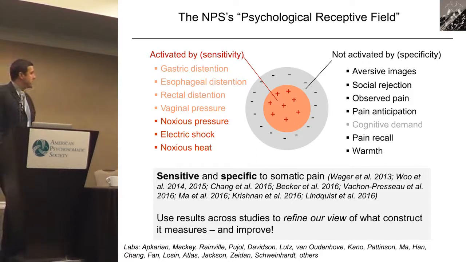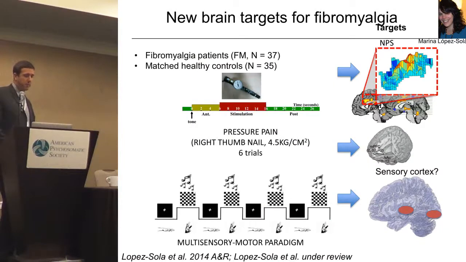And we can use these results to refine our view of what construct is actually being measured by this pattern and improve it. But to the degree that we believe that this is a provisional marker that's a little bit better than what we've had before, we can go back and ask this question about fibromyalgia. So let's see what happens with fibromyalgia patients when they respond to thermal pressure.